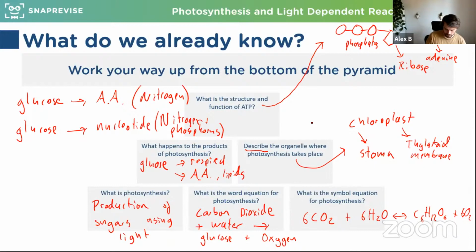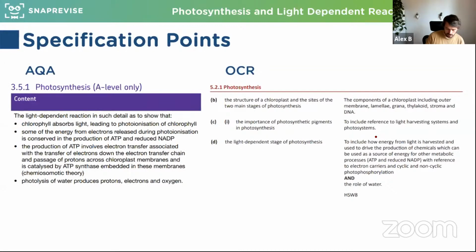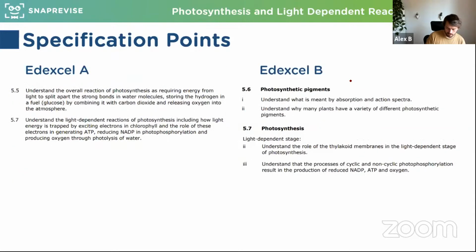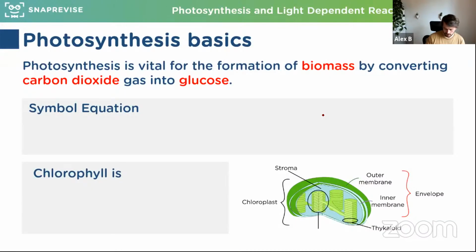So let's push on. So these are the objectives. Look at photosynthesis and the different pigments, explain how ATP is produced, and then look at how NADPH is produced. These are the spec points for the 3 main specs. To be honest, it's pretty similar for all of them because it's a very integral part of biology, photosynthesis. So everybody learns about it. It's also in the international A-levels if you study those exam boards, or IB, or pretty much anything. If you're looking at biology, it will be in there.